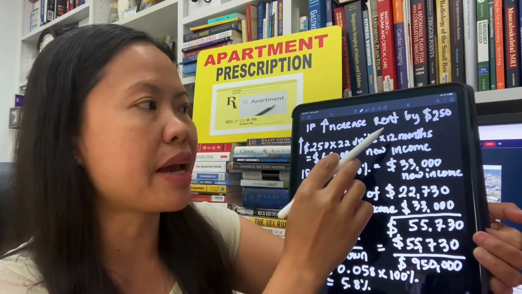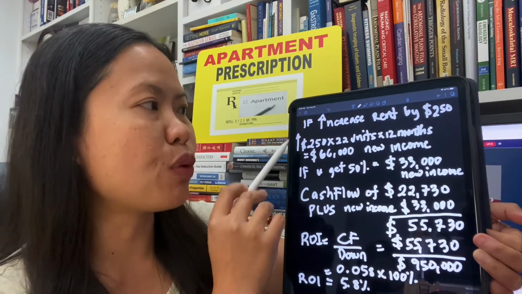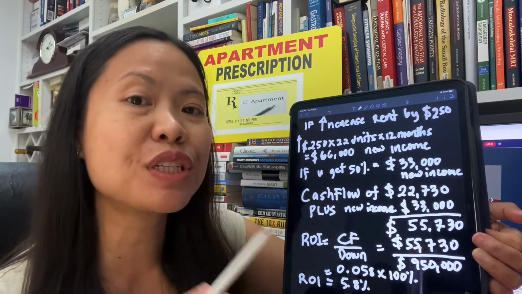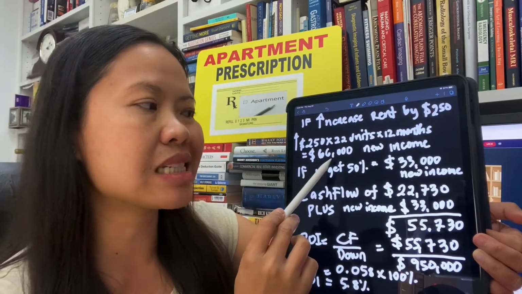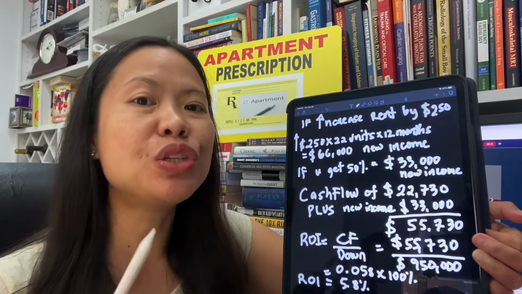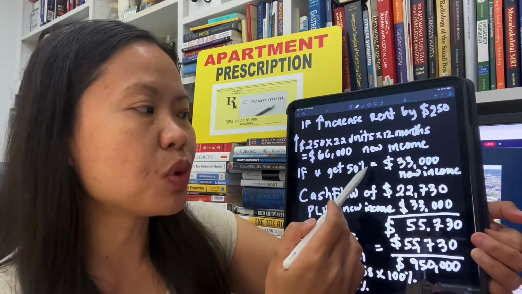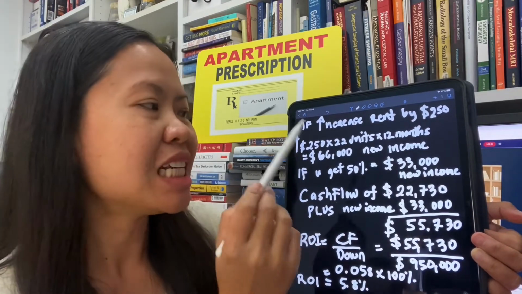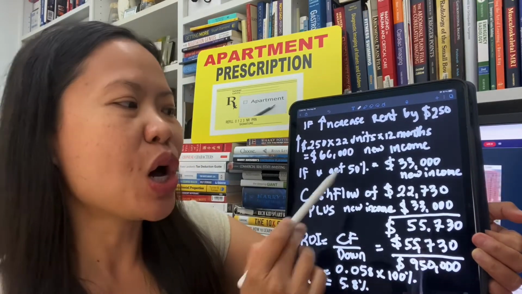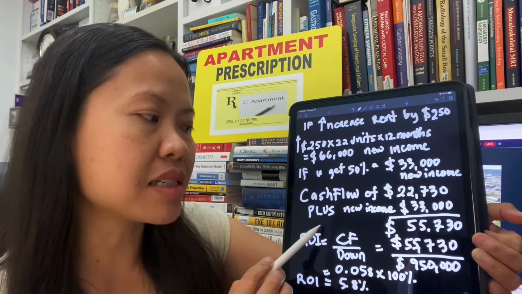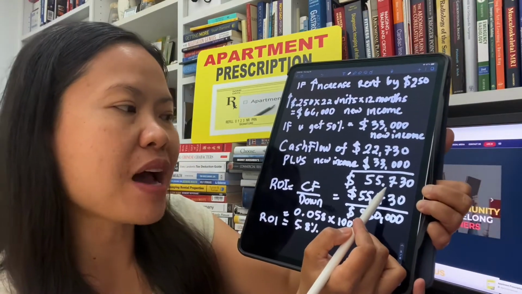Now, if we increase the rent, and this is 22 units, this is where the magic comes in. If we increase the rent by $250 per unit, so 250 times 22 units times 12 months will give us $66,000 of new income. Let's say we do not get all the $66,000 of new income. Let's say we get only 50%. So $66,000 divided by 2 is $33,000 of new income. So the cash flow of $22,730 plus the new income of $33,000 gives us a new cash flow of $55,730.